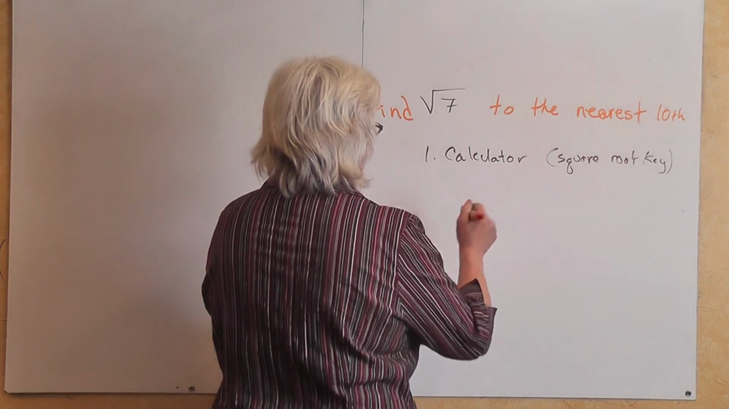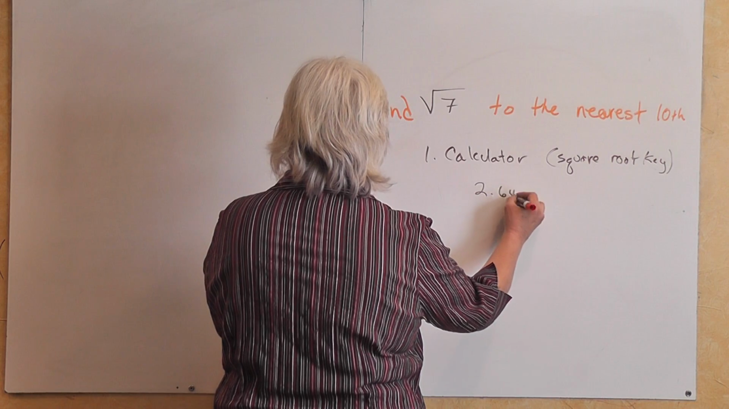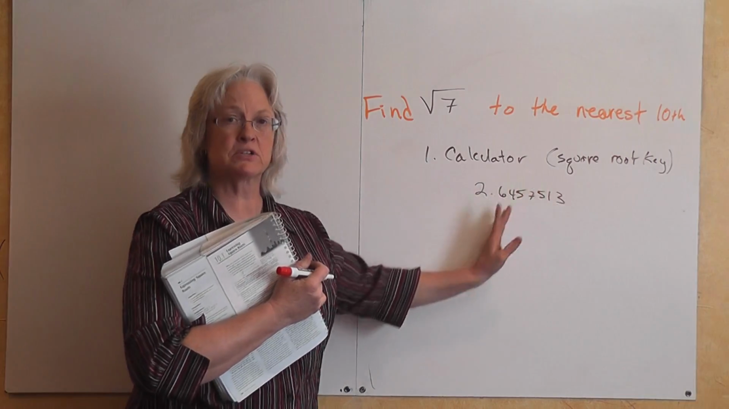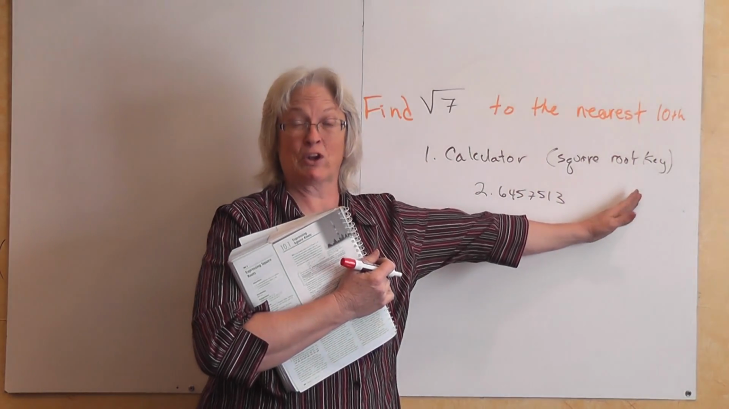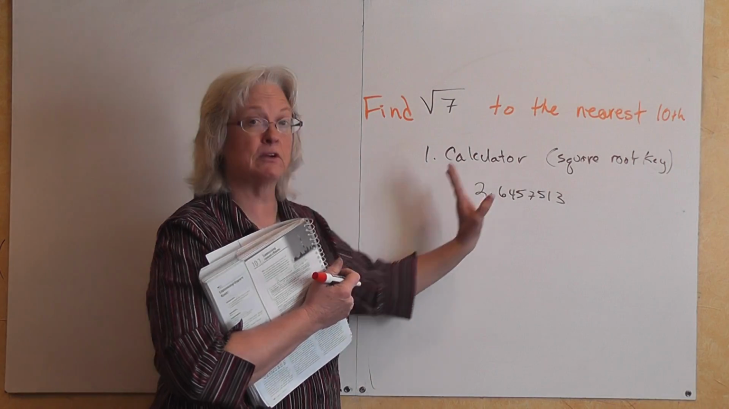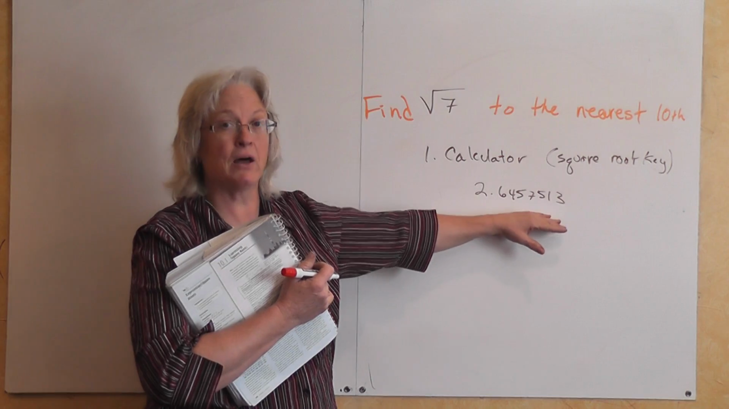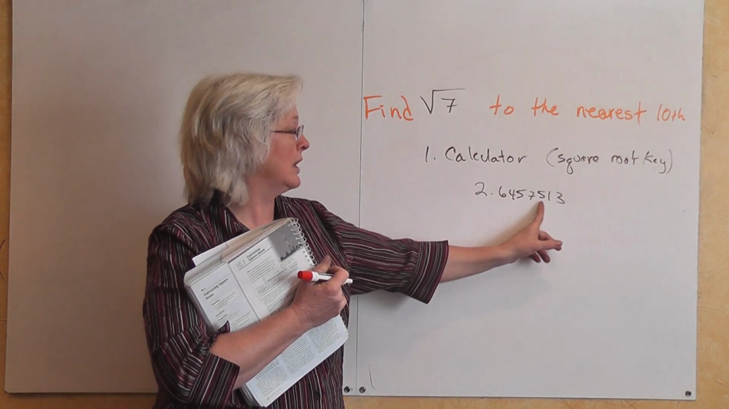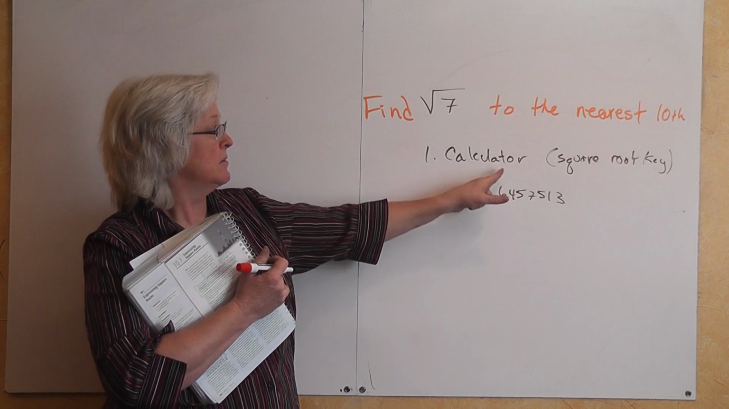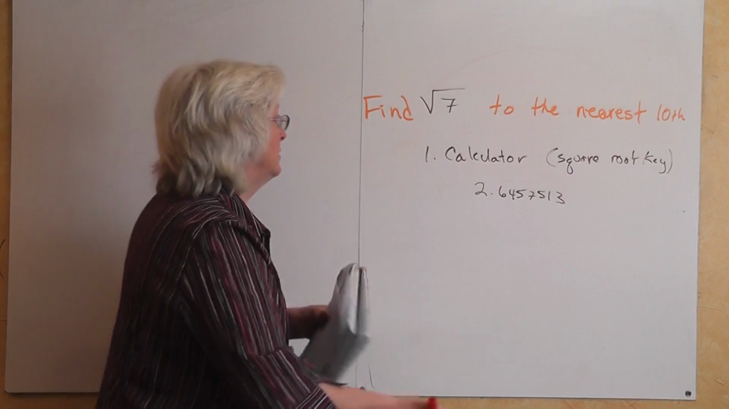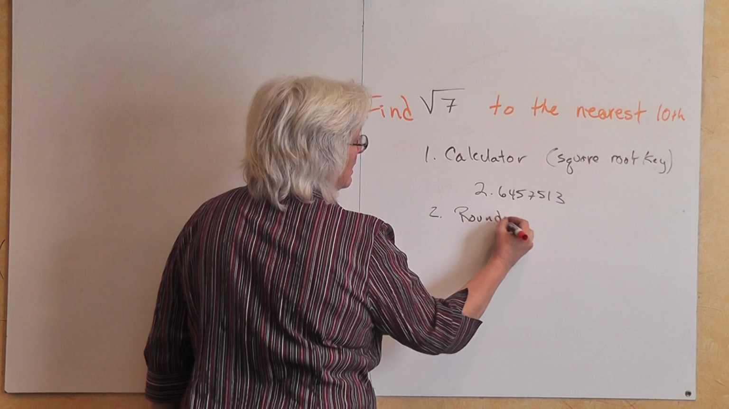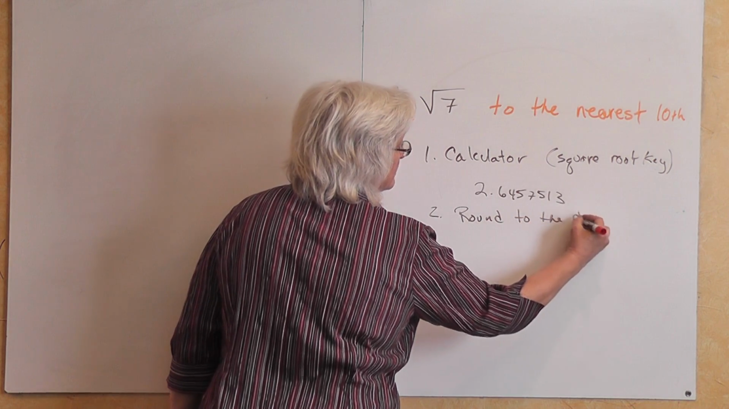2.6457513, and it's going to stop. It's going to stop at the limits of the display on your calculator or your computer. But you look here, there's no pattern. You can divide this thing forever, and there's not going to be any pattern discernible to what the square root of 7 is going to be. Punch it into your calculator, round it to the nearest place. Round to the desired place.